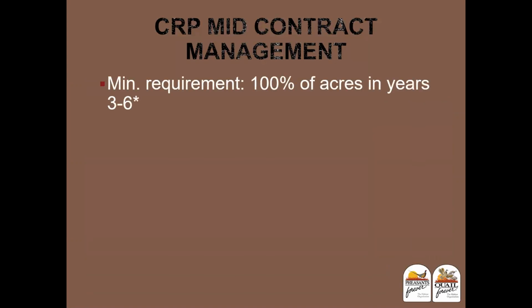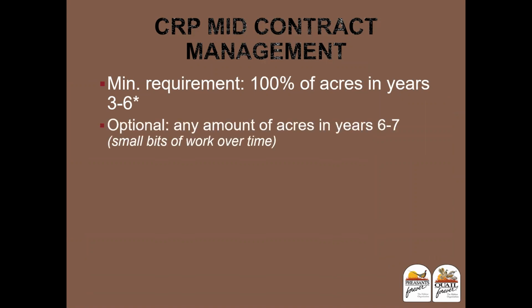So diving in here, as mentioned earlier, we have the minimum required. All of your acreages will receive management on 100% of the acres within years 3 to 6. That is the mid-contract management, or MCM is the abbreviation. That is within your contract. You should be able to find it within there.